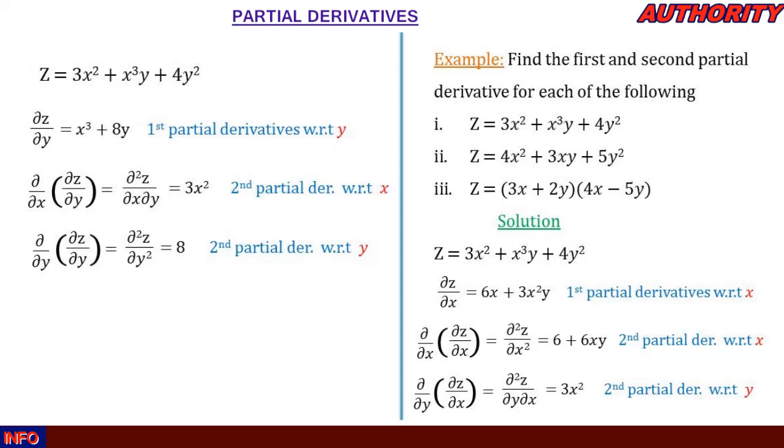Now we go back again to the function z and differentiate it partially with respect to y. We call that the first derivative with respect to y. We differentiate it again partially with respect to x, and then again partially with respect to y. It gives us the second derivatives with respect to x and with respect to y. All right, yes. Now let's take the second example.